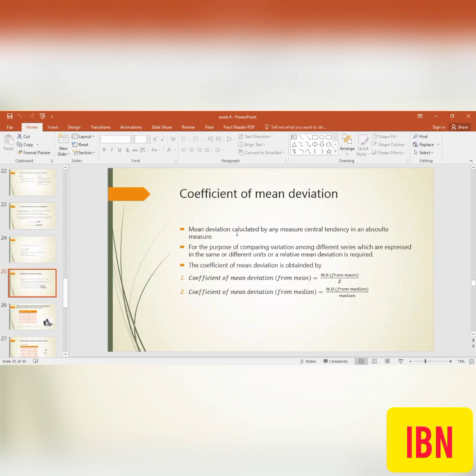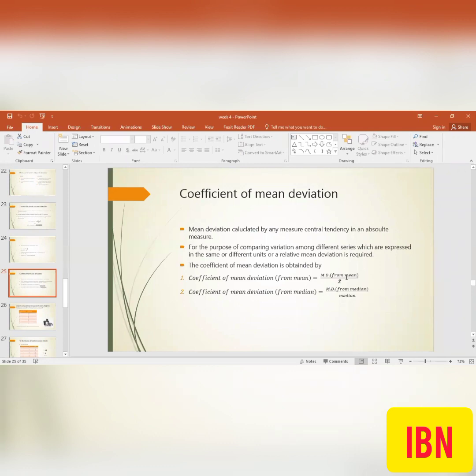How can we calculate it? The mean deviation calculated by any measure of central tendency is an absolute measure. For the purpose of comparing variation among different series, kindly keep in mind, for different series which are expressed in the same or different units, this is a big advantage of the coefficient. It means if we have to compare the variation of two different data series, or sometimes different units, then a relative mean deviation is required. We have to go towards relativity, because a relative term is always unitary, a pure number, and we can easily compare.